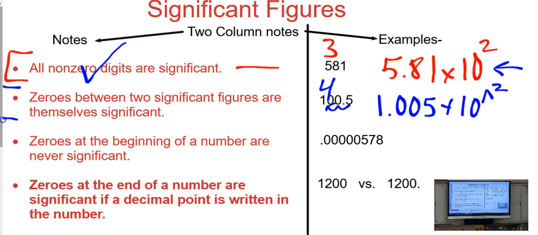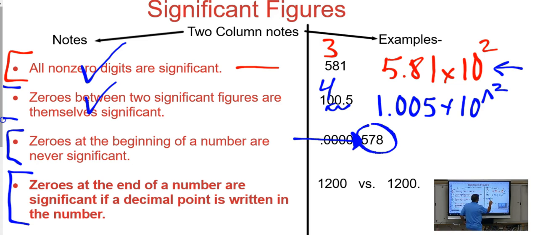Okay? So far, okay? All right. Next. So those are easy. This one typically isn't hard. This is the only one that really causes fights. This one. Zeros at the beginning of a number are never significant. All right? So I'm going to cross out every one of these zeros, and once I get to a non-zero, then it's everything else after.